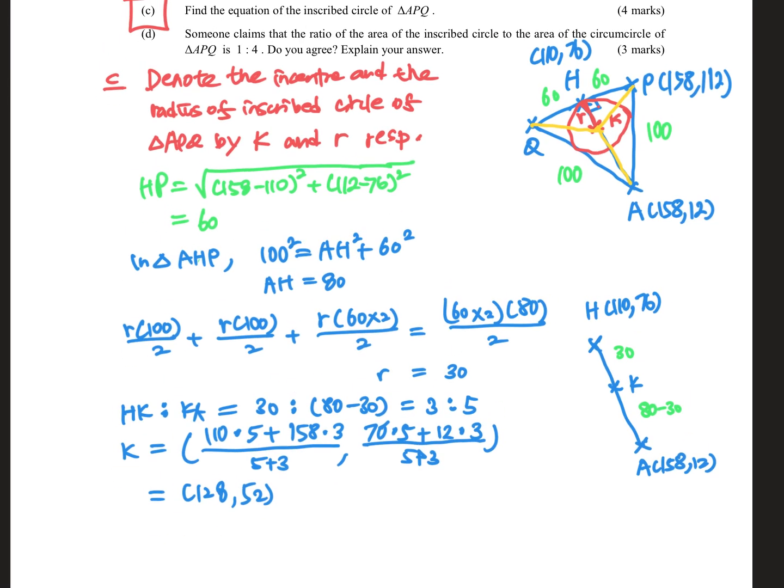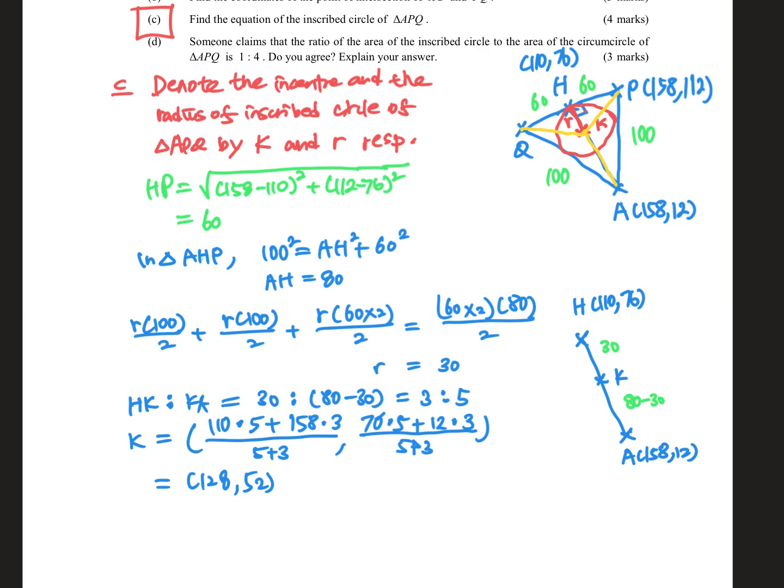So finally, the required equation: (x minus 128) all squared plus (y minus 52) all squared equals 30 squared. And that will be the answer for part C.